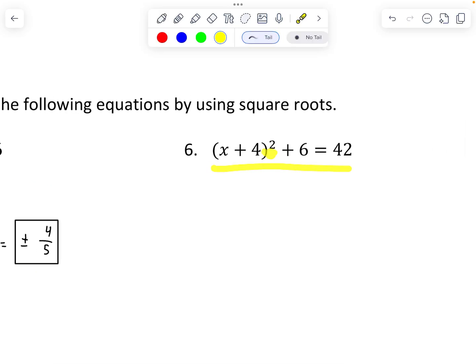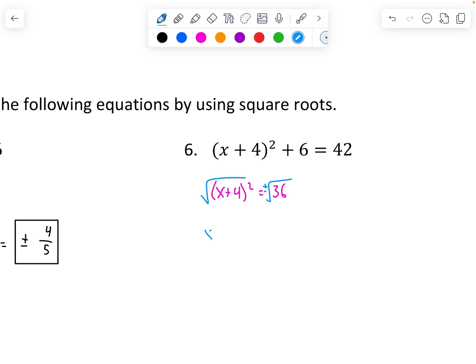All right, on this problem, we don't have the square term by itself. We need this all on its own, so get rid of the 6 first, and you get x plus 4 squared equals 36 when you subtract 6 from both sides. Now we're ready to square root. So we can square root here, square root there, put a plus or minus on this side, and you get x plus 4 equals plus or minus 6. Subtract 4, and you get x equals negative 4 plus or minus 6.